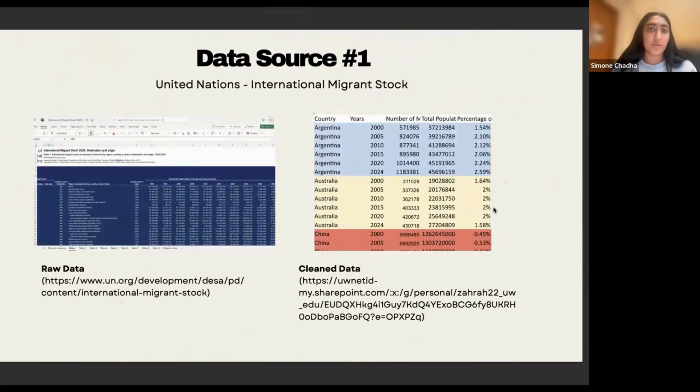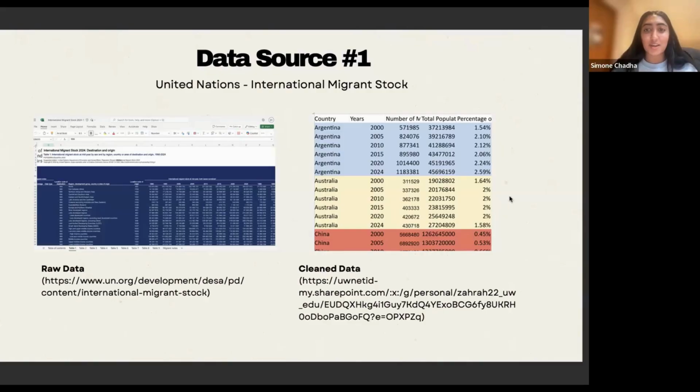And the first data source that we looked at is from the United Nations, and it's specifically related to international migrant stock. So it has information about migrant origins and destinations, and it includes data for every 5 years. And for our data sources, we decided to focus on the years 2000 to 2024. So in this case, it increased by 5 years. So it would be 2000, 2005, 2010, and so on.